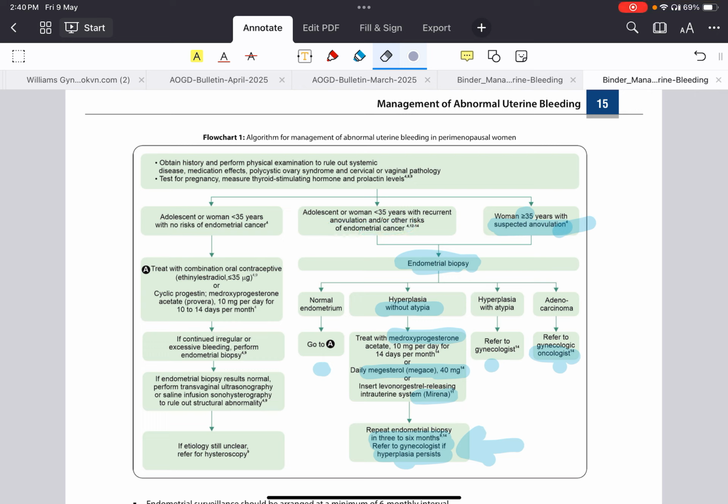If she's at high risk of endometrial cancer, then you do endometrial biopsy. If it's normal, then the same procedure will be followed. If she's suspected of anovulation, also you'll do endometrial biopsy. If endometrial biopsy shows hyperplasia without ATypia, you'll go for medroxyprogesterone or Mirena and biopsy 3 to 6 monthly. If hyperplasia with ATypia, refer to gynecologist. Adenocarcinoma, refer to gynecologist.